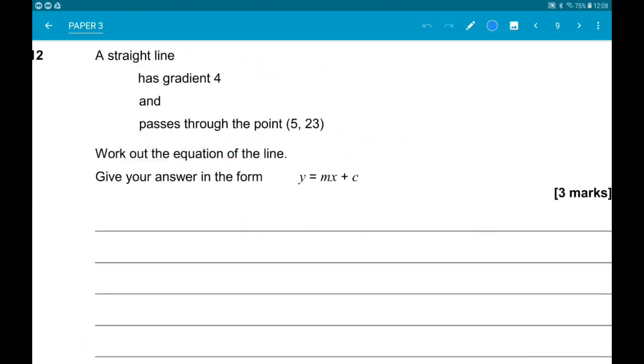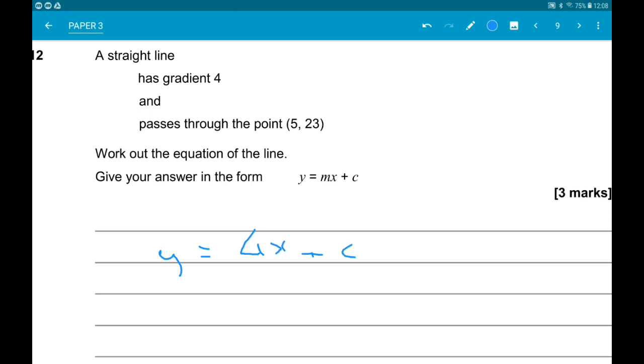In number 12, we have equations of straight lines, so my content is down below. So a line has a gradient of 4 and passes through the point 5, 23. Work out the equation of the line, giving your answer in the form y equals mx add c. Okay, so we're told the gradient is 4. In y equals mx add c, m is the gradient. So straight away we know y is 4x add c.